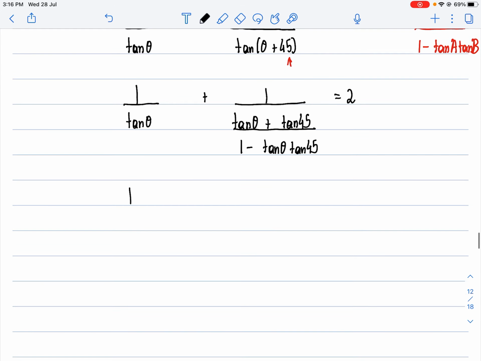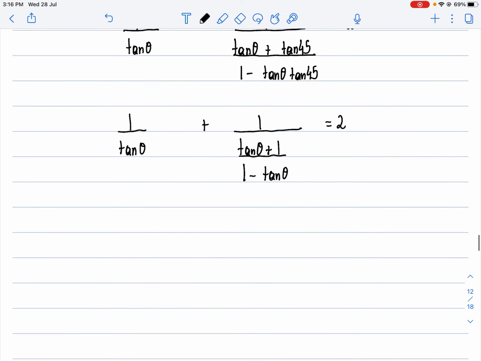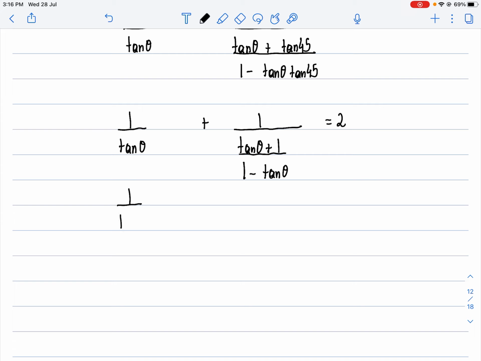Now I can simply write this as 1 over tan theta, correct, plus I have 1 divided by tan theta plus, I know tan 45 degrees is basically 1. It is divided by 1 minus tan theta, which is equal to 2. So I can write this as 1 over tan theta plus, I know I can get this portion to the numerator here, correct? So I can write this as 1 minus tan theta divided by 1 plus tan theta, which is equal to 2.